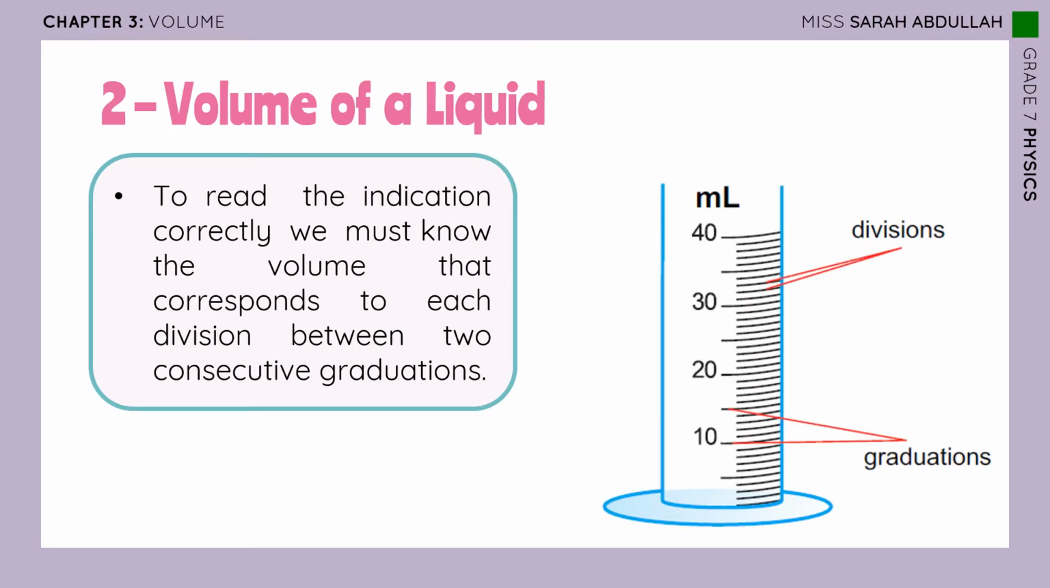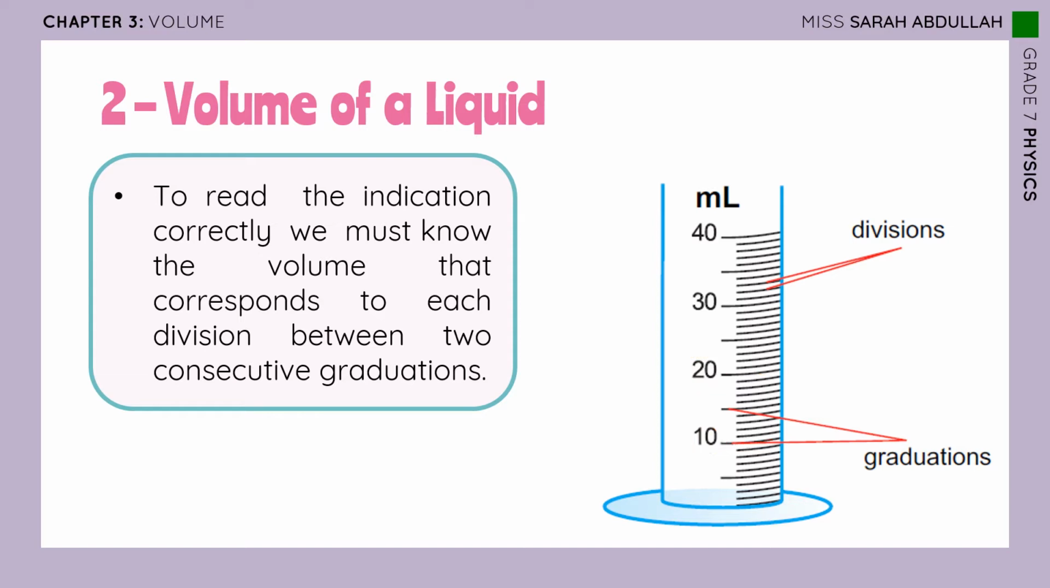So you can see a graduated cylinder. It has long lines drawn on it, which are called graduations, and short ones that are called divisions. All right. So to read the volume correctly, we must know the volume that corresponds to each division between two consecutive graduations. What does that mean? Okay, so it means I know that this represents 10 milliliters, all right? And I know that this line represents 20 milliliters.